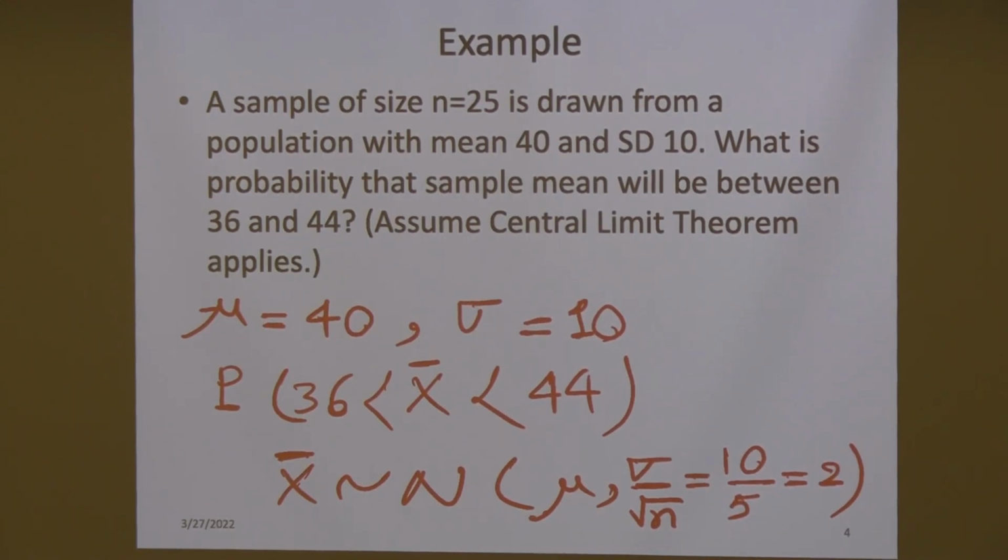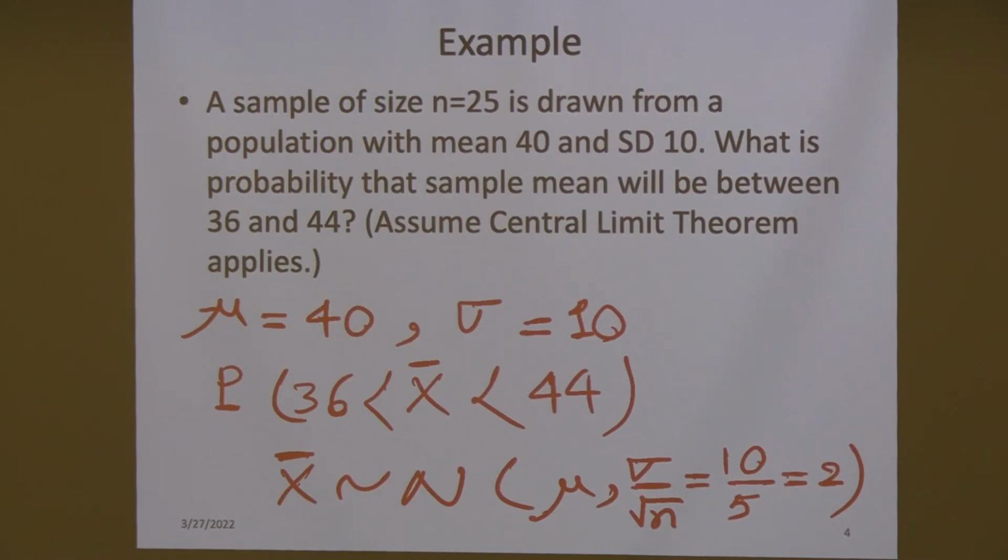Okay, so here the population mean is given, it's 40. The population standard deviation is given, it's 10, okay? Now the question is: what is the probability that the sample mean, X bar, is between 36 and 44, right? Because the assumptions of the central limit theorem are valid, we know that X bar, the sample mean, is normally distributed. The mean for that is the population mean, and the standard deviation for that is the population standard deviation divided by the square root of n, okay?